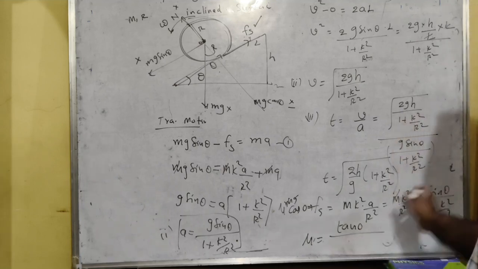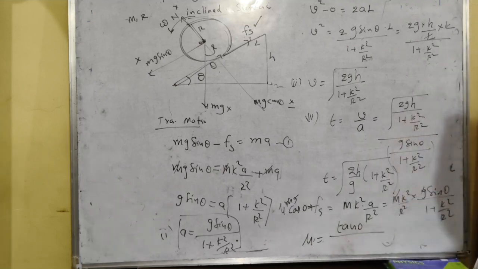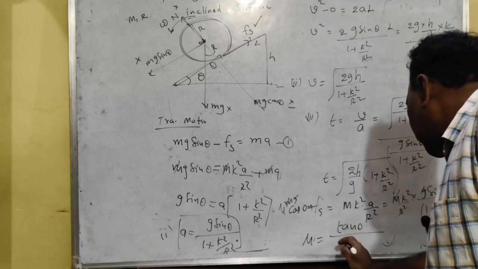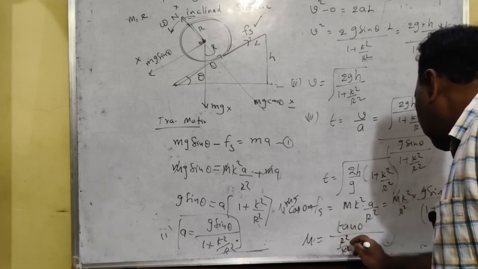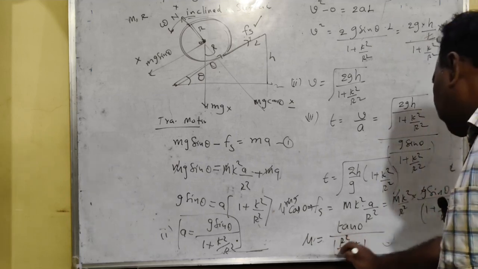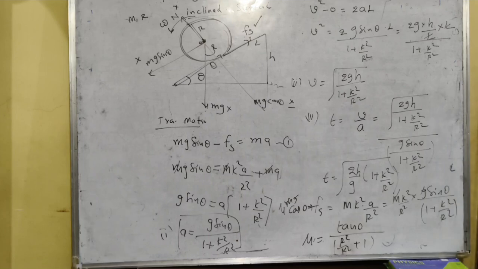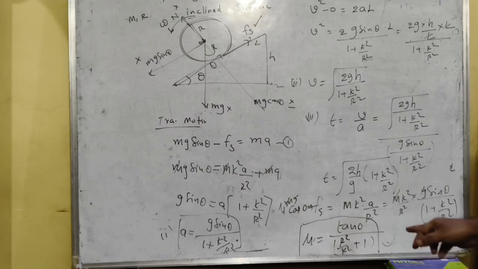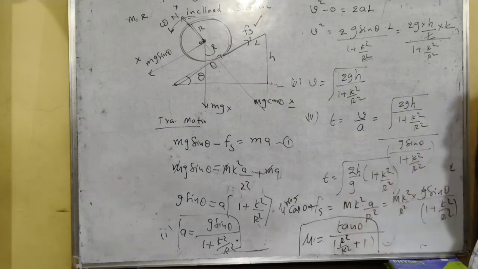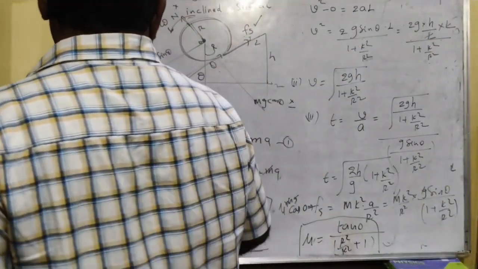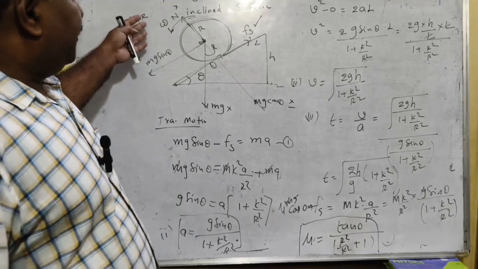On the right side, what is there? k square by r square by 1 plus k square by r square. So this denominator is divided by k square by r square in every term. In place of k square by r square we get r square by k square, plus 1, because it is divided by this term. That's it. So this is the coefficient of friction formula, tan theta by 1 plus r square by k square, not k square by r square. That is very simple. In this way, all the formulas we very easily derived.